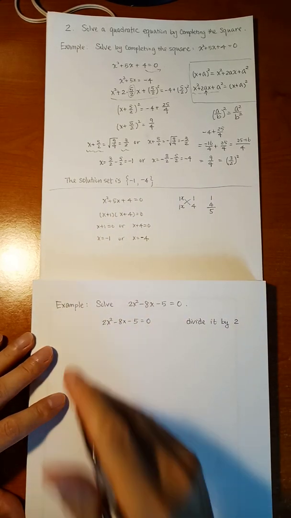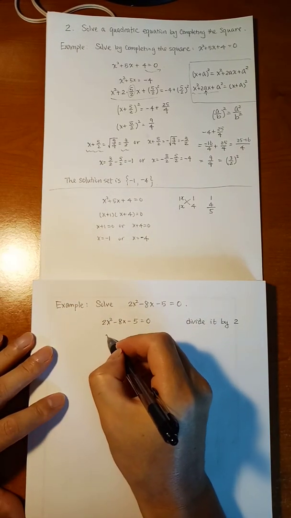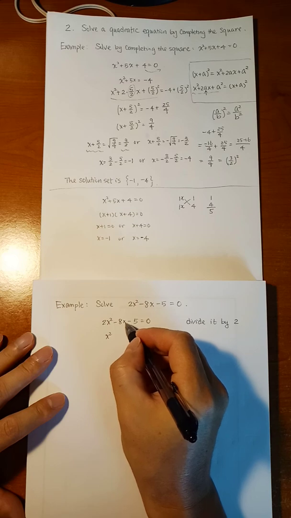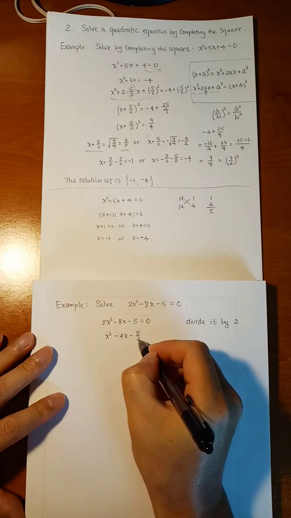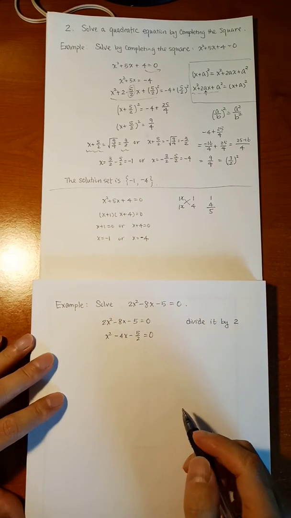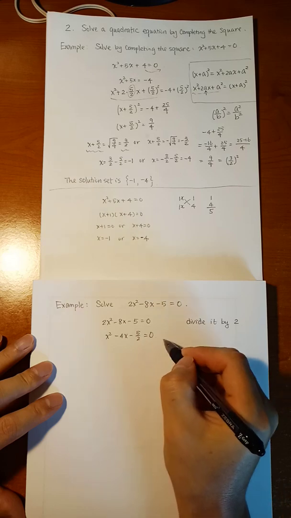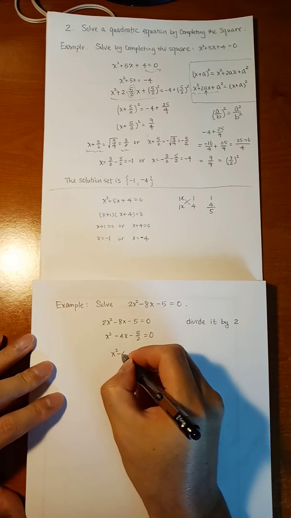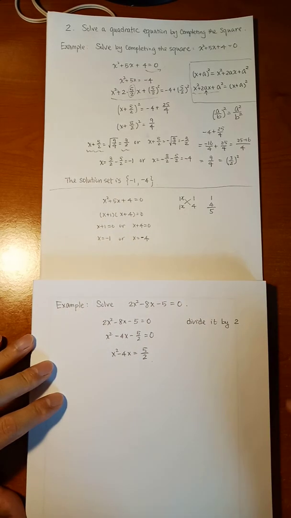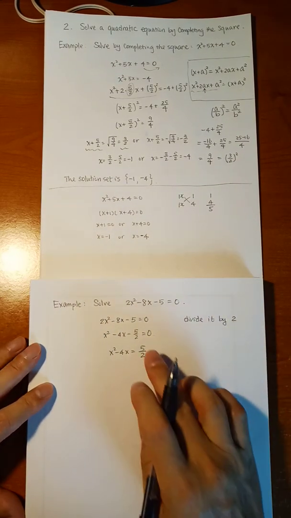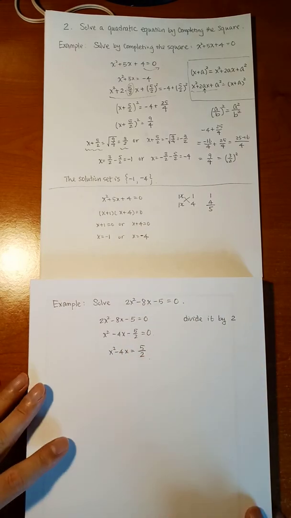Divide the equation by 2, which means all the terms should be divided by 2. So 2x squared over 2 is x squared. 8x over 2 is 4x. 5 over 2 is 5 over 2. Okay? And then we're going to move this constant number to the right side. We move this 5 over 2 to the right side. Here it's minus, moved to the right side it's a plus.